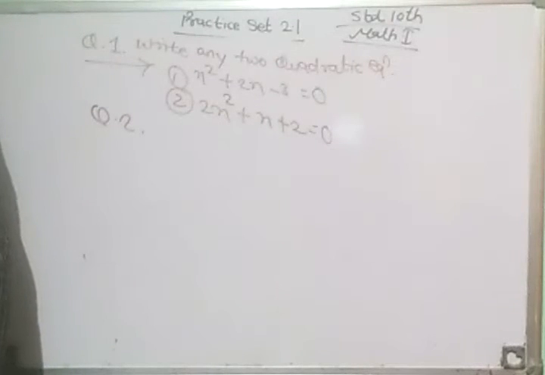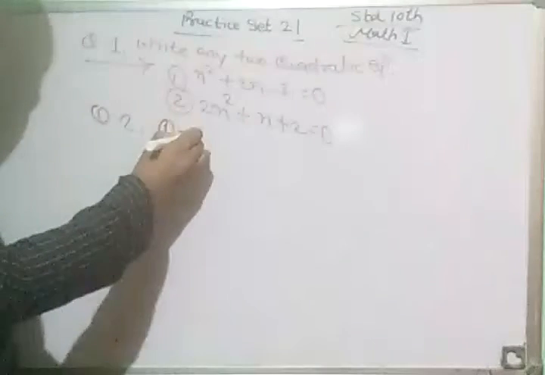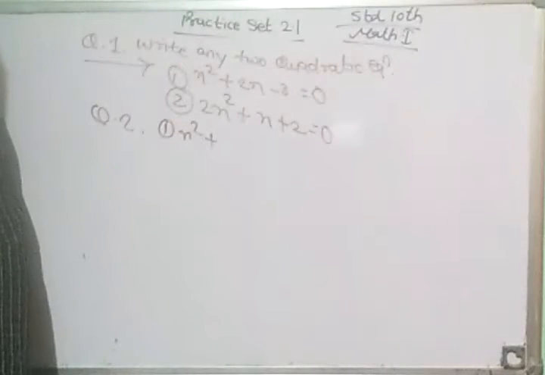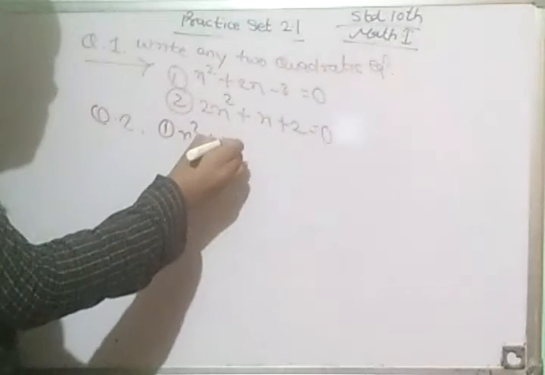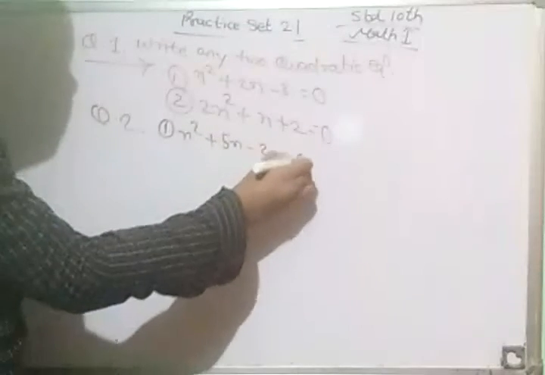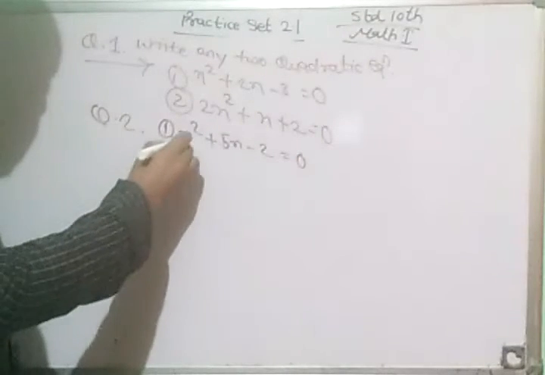Question number 2 is: decide which of the following is a quadratic equation. We have been given 6 examples, and we decide whether each is a quadratic equation or not by the conditions we have. The first equation is x square plus 5x minus 2 is equal to 0. This is a quadratic equation.